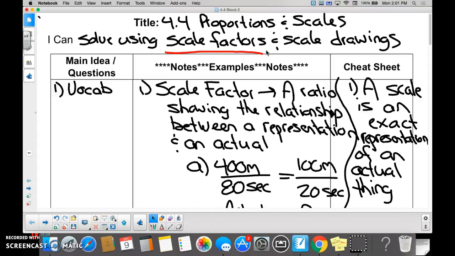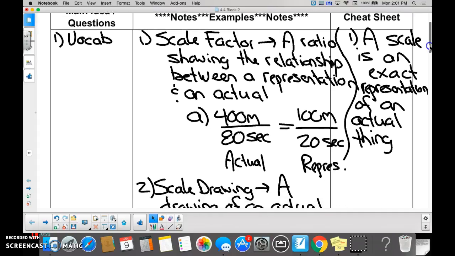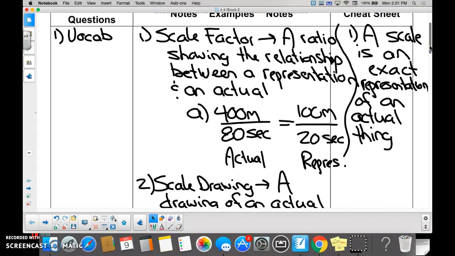A scale factor, very important vocab word. Scale factor is a ratio. Another name for a ratio is a fraction. So a scale factor is a fraction that shows the relationship between the actual and the representation.